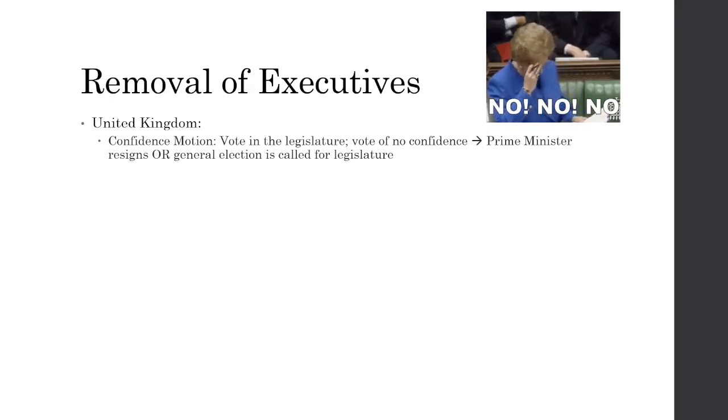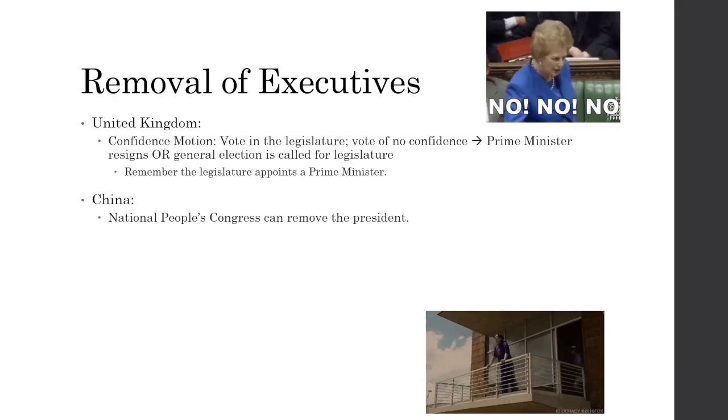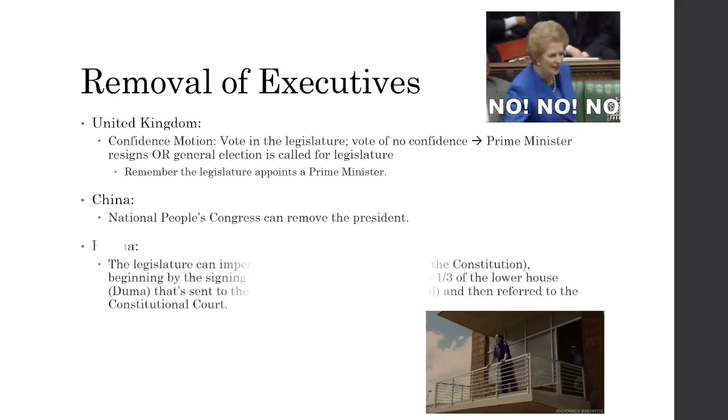Now, in the United Kingdom, we have to talk about a confidence motion. So this is a vote in the legislature, but it's a vote of no confidence. They have no confidence in you. And the prime minister resigns, or a general election is called for the legislator. And if that legislator has a new majority party, that prime minister is booted out. So as I discussed, the legislator appoints the prime minister. So the prime minister can either resign or face the potential wrath of being booted out from a new legislator. Now in China, the National People's Congress can remove the president if they're not communist enough.